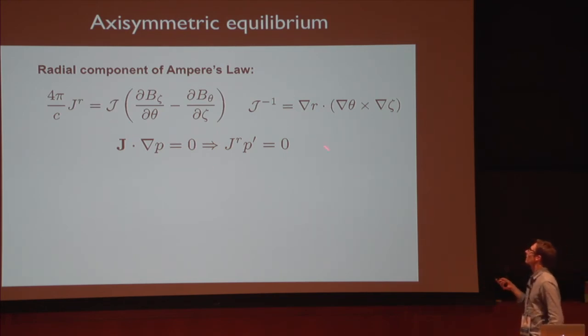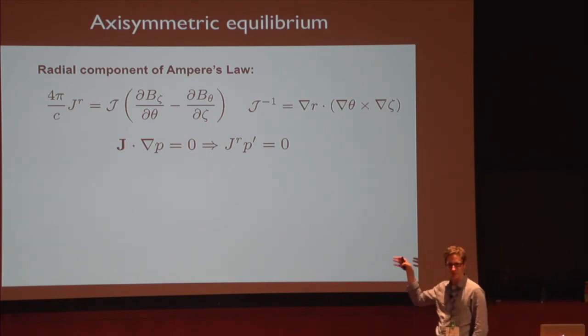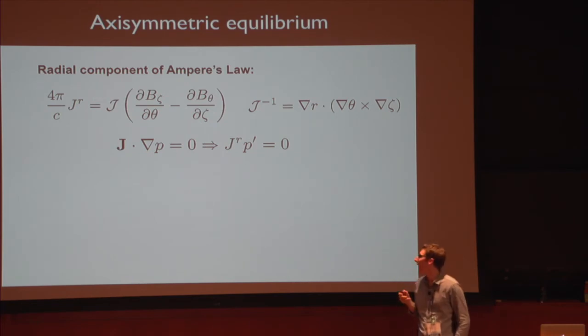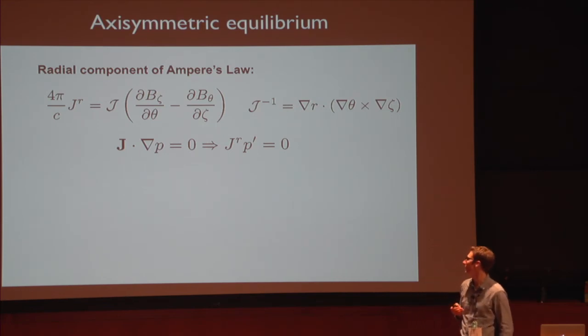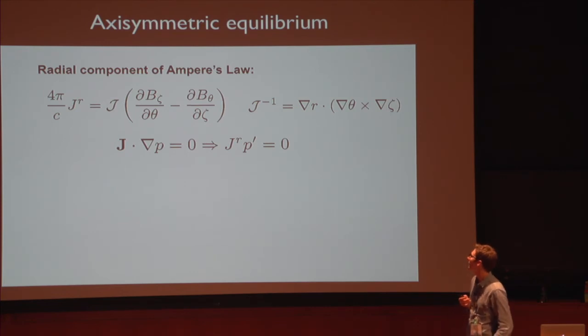So what I want to do now, we have some abstract expression for an equilibrium. I'm going to look at this simplified case of an axisymmetric equilibrium, partially because it's much simpler than the general case, and also because these axisymmetric devices, or tokamaks, are really the most widely used type of fusion experiment these days.